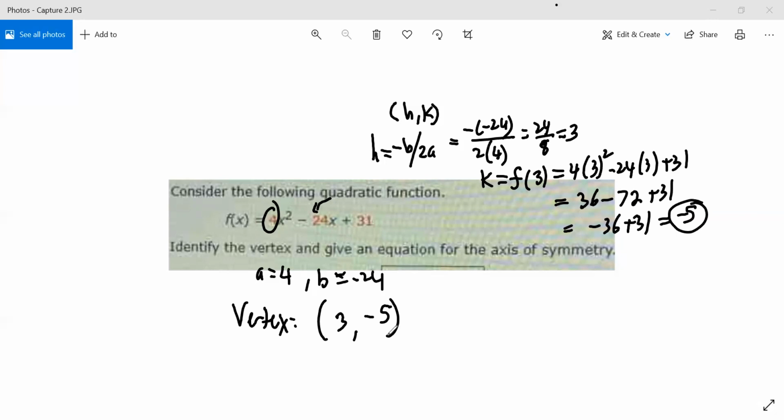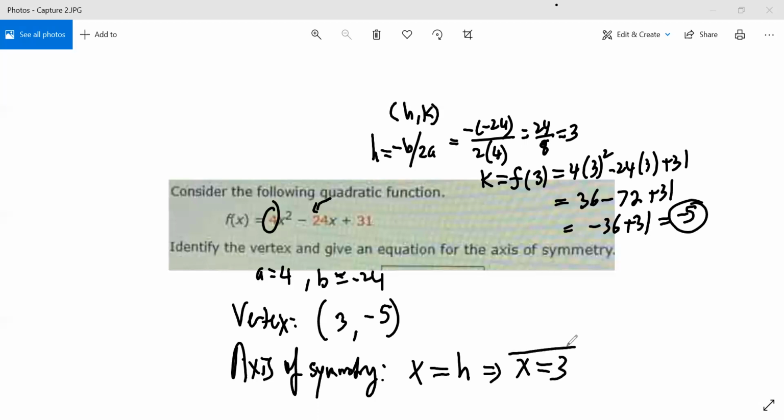That's the vertex. And then the axis of symmetry, that's always x equal to h. So whatever the h value is, write it like this, x equal to 3. So the graph of this function is going to be symmetric with respect to x equal to 3.